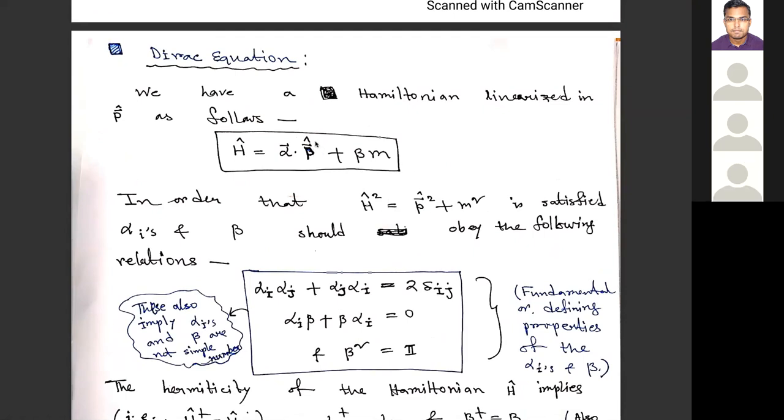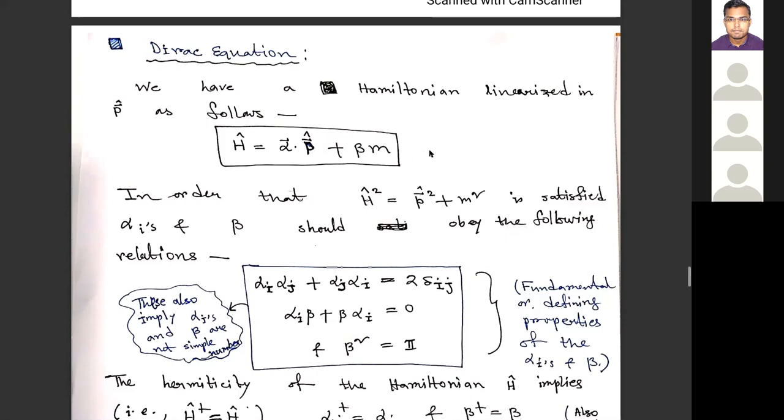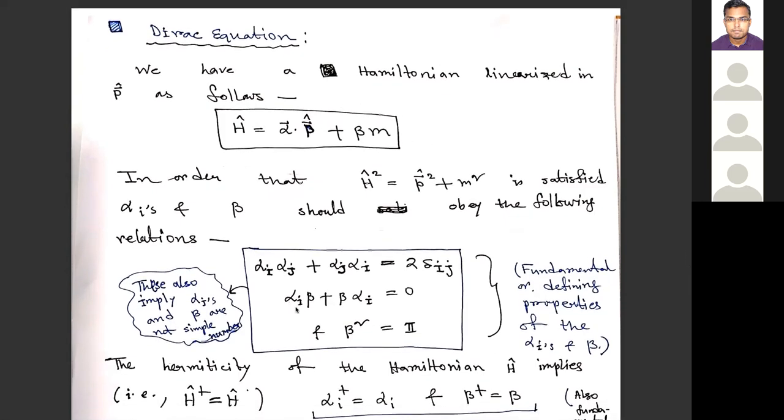If you square this Hamiltonian and use these properties, you will get the Hamiltonian which has the correct energy-momentum dispersion relation, meaning E squared will be P squared plus M squared. That's why it is still a relativistic Hamiltonian, but it's linear in P. So the only thing left for us is to find some solution for this set of equations. This Hamiltonian will be this Hamiltonian if the alpha and beta that we have introduced, which are so far arbitrary, satisfy this set of equations, and these are called anti-commutation relations. These two and this one.